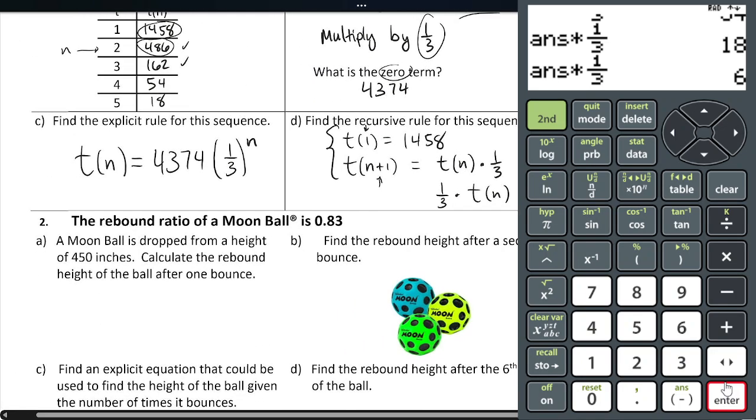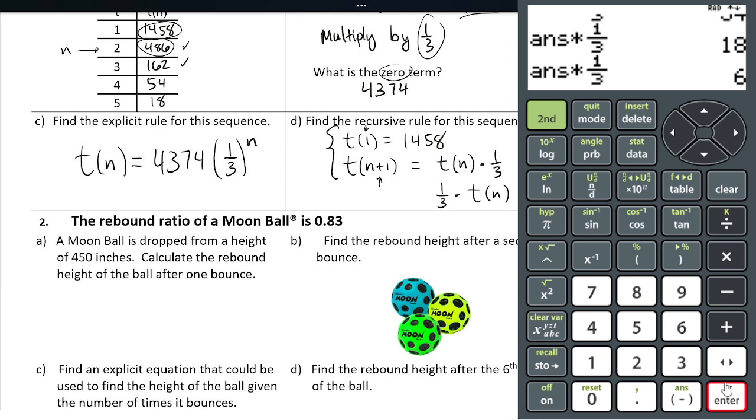Next, the rebound ratio of a moon ball is 0.83. I own several of these. I've checked it. It might be a little bit lower, maybe 0.82, but it's pretty good. It's very close to a golf ball. The moon ball is dropped from a height of 450 inches, and then it says calculate the rebound height of the ball after one bounce.